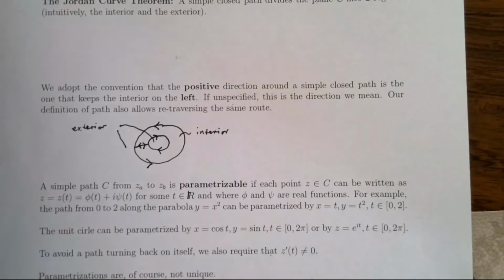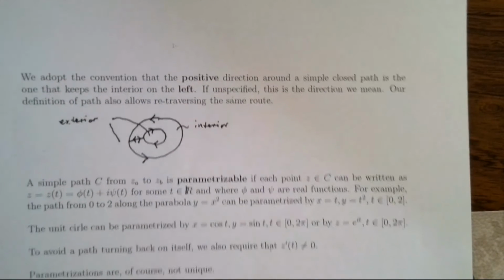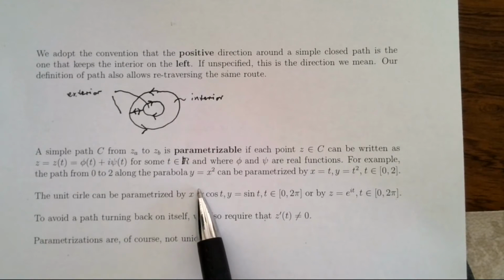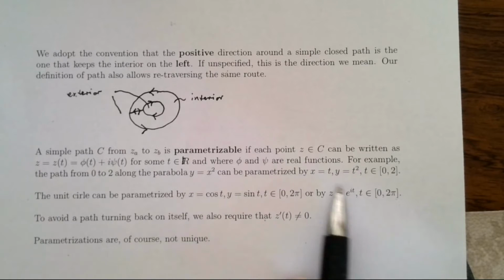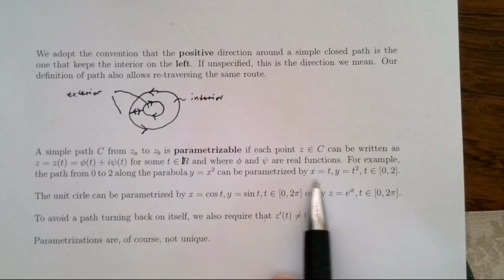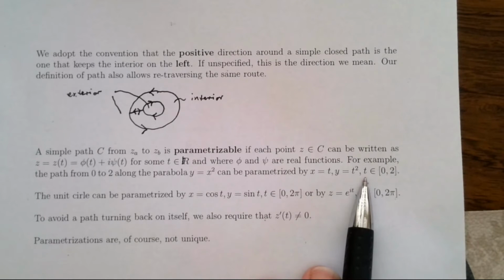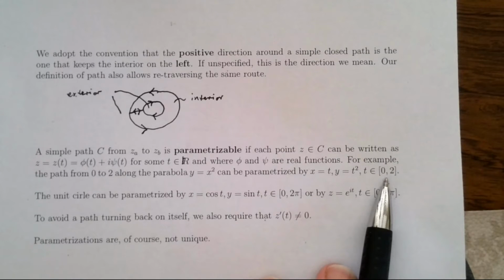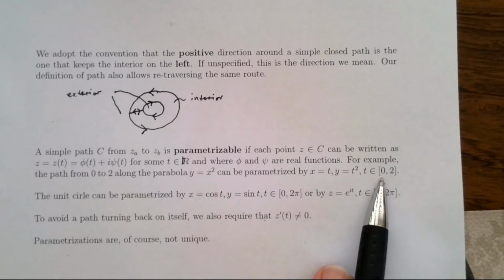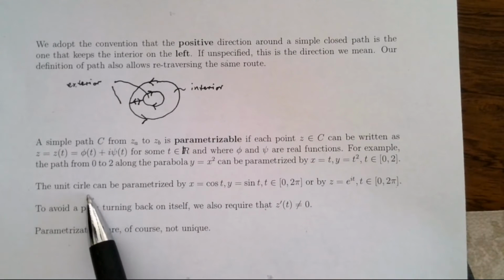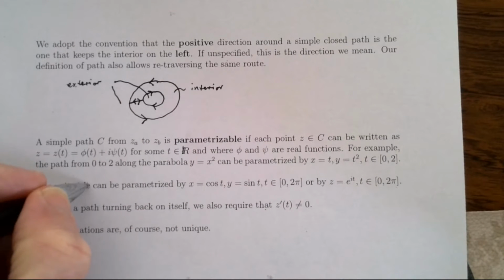For example, the path from 0 to 2 along the parabola can be parametrized in a simple way. We just put x as t, y as t squared, and we simply let t belong to the interval from 0 up to 2. The unit circle can also be parametrized.